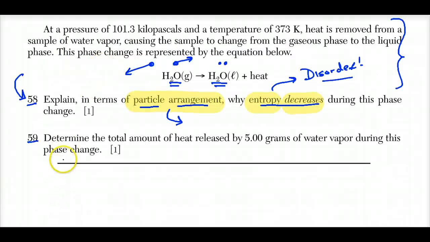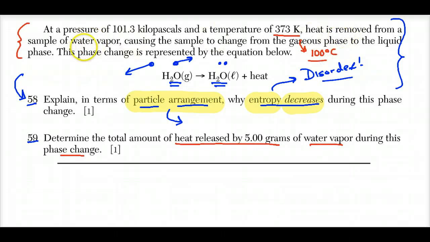Number 59 states, determine the total amount of heat released by 5 grams of water vapor during this phase change. So we're going from a gas to a liquid. I'm going to read the blurb up here just to make sure there's something here that I might need. A pressure of 101 kilopascals, standard pressure, and a temperature of 373 K. Well, isn't that 100 degrees Celsius? Heat is removed from a sample of water vapor, causing the sample to undergo a phase change. Okay, so we're going from gas to a liquid.